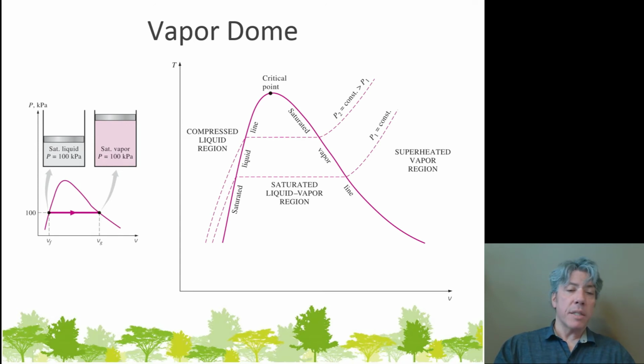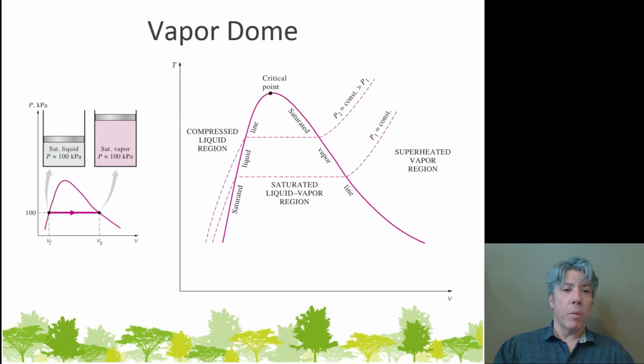To the left of that line is the compressed liquid region. To the right of it is the superheated vapor region. And I wish that we had a region above the critical point just called the critical region, but we don't, for whatever reason. So the right-hand line from the critical point down is called the saturated vapor line. The line from the critical point to the left is called the saturated liquid line.